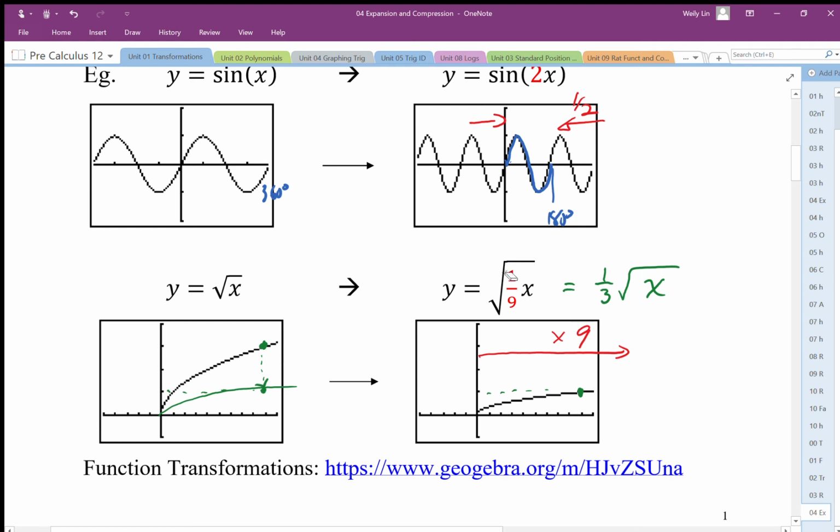It is in both a horizontal expansion by 9, it got stretched this way, but if we factor that out and take it on the outside and express it on the outside of the function, it can be thought of as a vertical compression of 3.